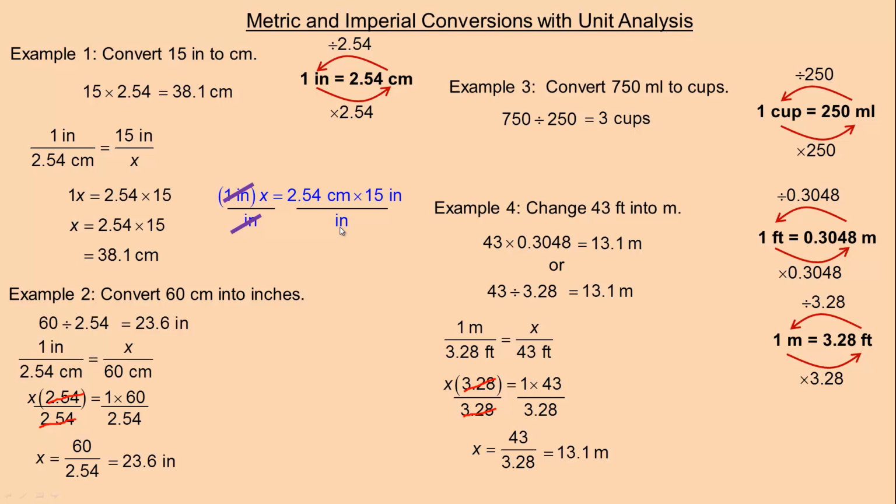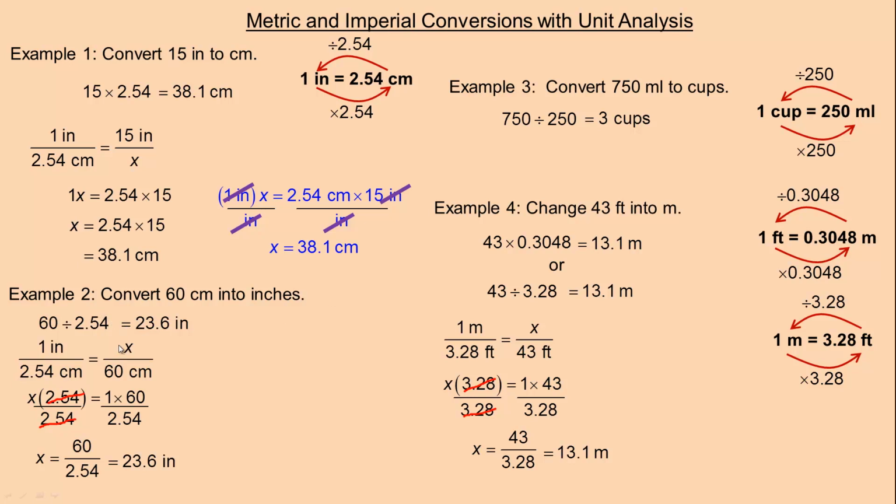Now, notice this is actually just algebra. We're doing metric and imperial conversions, but this is algebra, and that's why the units work out the way they do. This inch unit here and this inch unit here will also divide out. So x is actually the product of 15 and 2.54 centimeters. That's why the answer is centimeters. 15 times 2.54 is the same thing we did here to get the 38.1, but that is why the answer is in centimeters. If you leave the units in and divide out the units that divide out, you can see why the answer is inches or centimeters or whatever it is.